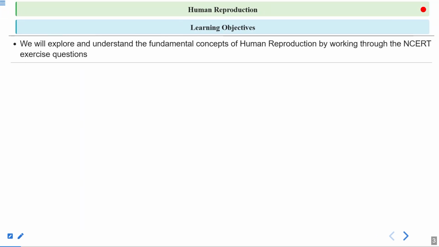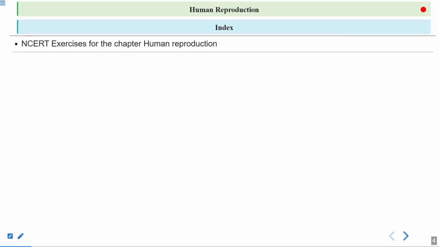So what are the objectives of today's session? We will explore and understand the fundamental concepts of human reproduction by discussing the NCERT exercise questions. These questions are based on some concepts. We will understand these concepts by discussing these NCERT exercises. So we'll be discussing the NCERT exercises for the chapter Human Reproduction today.